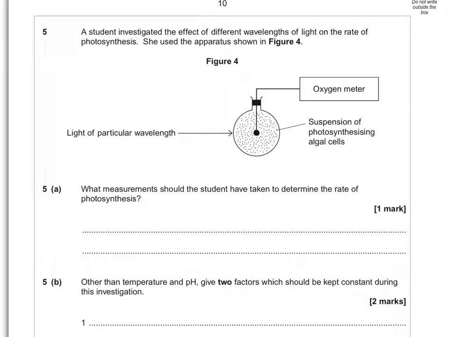Question 5, going on to looking at photosynthesis, they give you a very interesting diagram that you've probably never seen before, and they ask you, 5A, what measurements should the student have taken to determine the rate of photosynthesis? All the answer to question 5A is looking for is just the fact that oxygen is produced. It's not being taken up, it's being produced by the photosynthesizing algal cells.